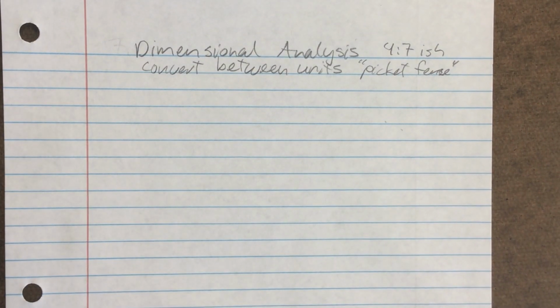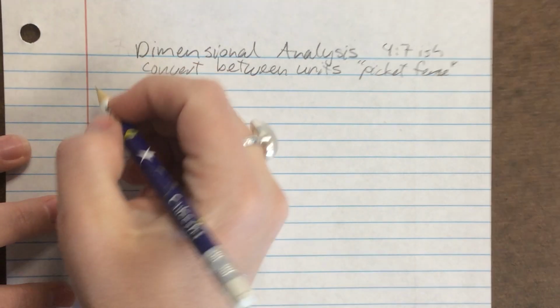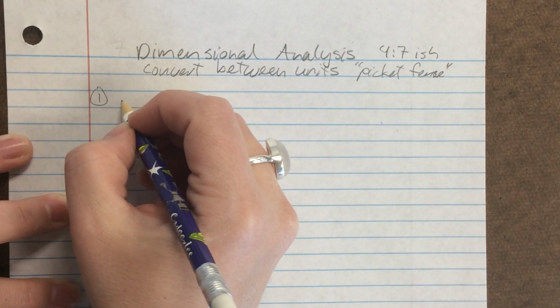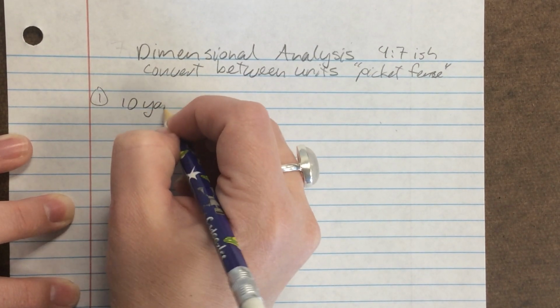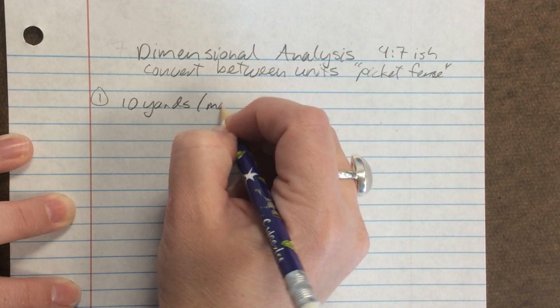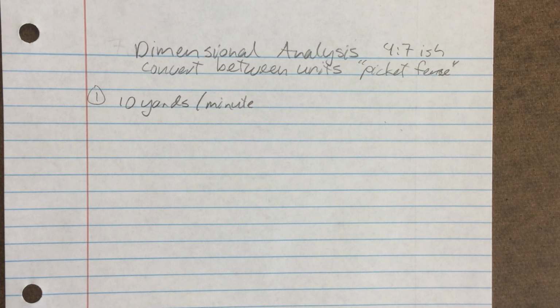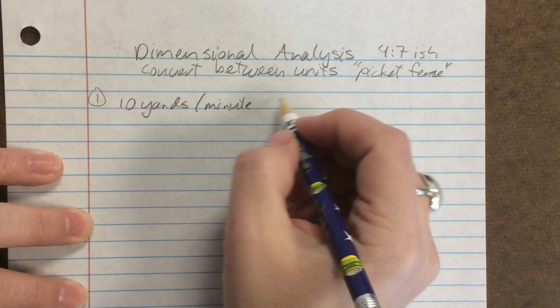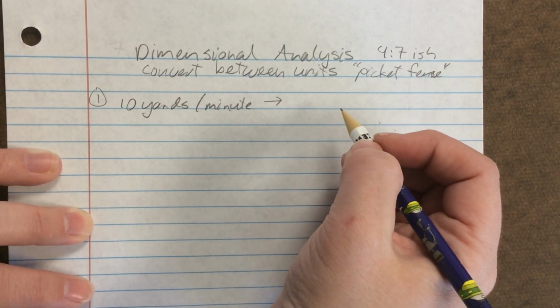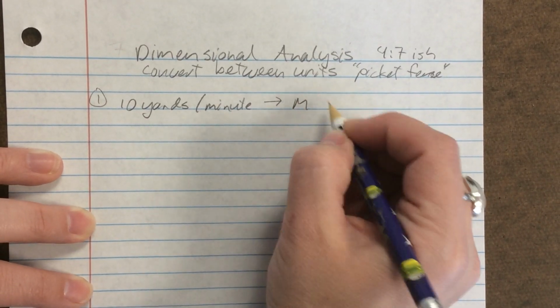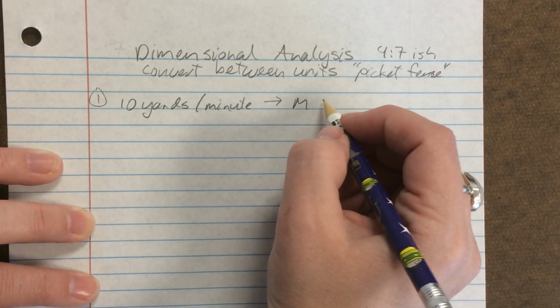Spelling. Okay, so what this looks like is, let's say we want to convert 10 yards per minute into meters per hour. So I'm going to write this down. We have 10 yards per minute. So we can think about something that's running that fast, maybe a cheetah, I don't know. 10 yards per minute, and we want to convert it to meters or miles per hour.